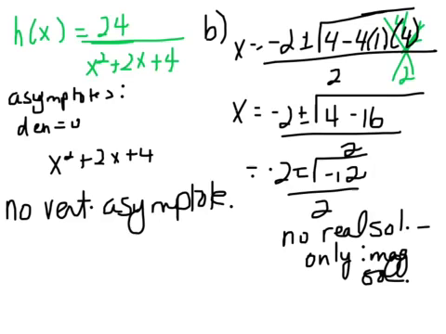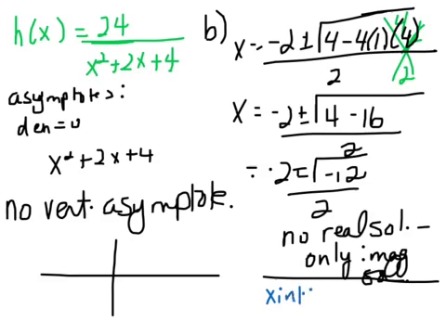So all I can really do to graph this thing, are there even any x-intercepts here? How do you find the x-intercepts? Remember that you set the numerator equal to 0 to find an x-intercept? Let me write that down here. To find an x-intercept, you set the numerator equal to 0, anything that didn't cancel out. If I set 24 equals 0, does that make sense? That's not equal either. So there's no x-intercepts. There's no vertical asymptote. There's no x-intercepts.